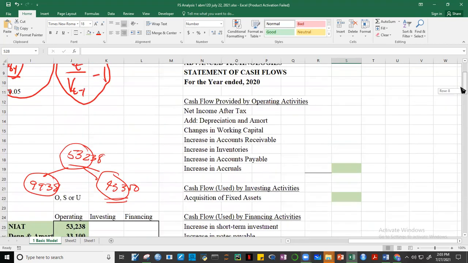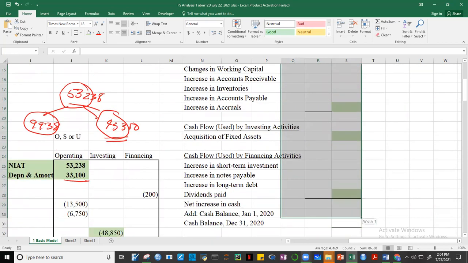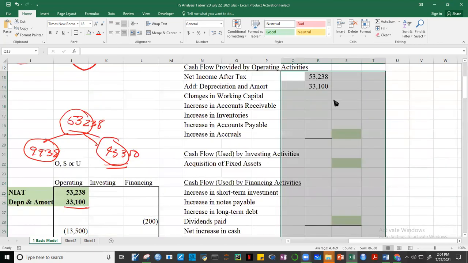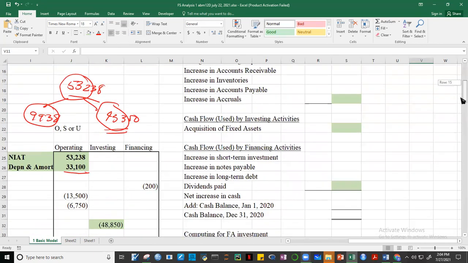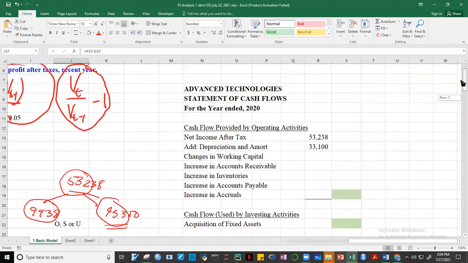Okay, so let's start first with the operating. So we start with net income after tax. So i-copy lang natin. So that's one good thing about this template. We're actually, technically, parang gumagawa na rin tayo ng cash flow natin. Okay, sandali. Okay, then what do we have next? Yung susunod dito, these are working capital. Kasi this is accounts receivable. This is ano to? Inventories. This is accounts payable. This is accrual. So those are working capital kasi current assets at saka current liabilities siya.